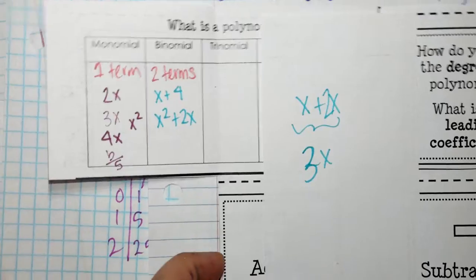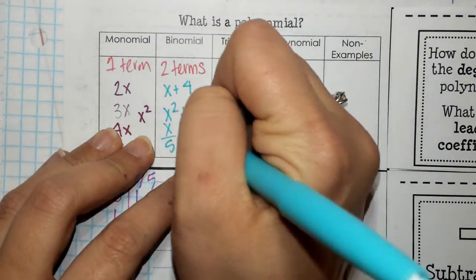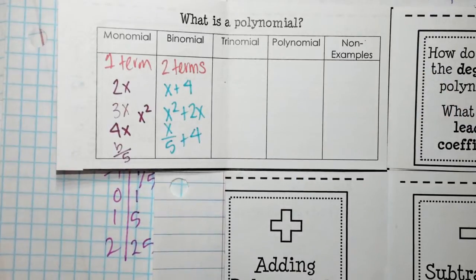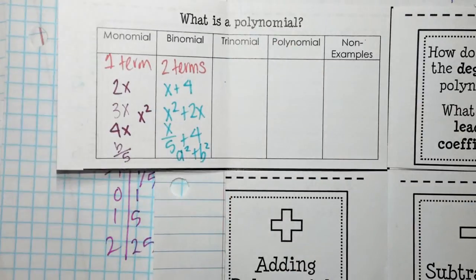How do you write a binomial? X divided by 5 plus 4. That's a binomial. A squared plus B squared. That's a binomial. Those are 2 terms. It's missing when we get to poly.